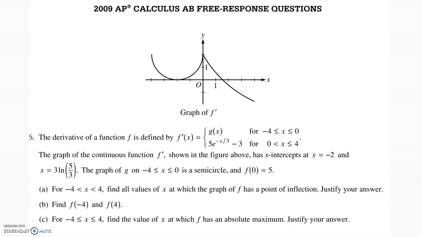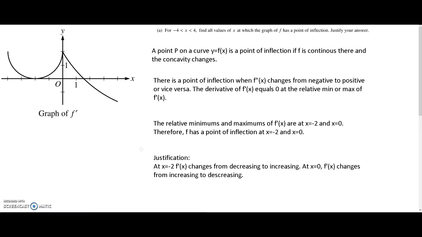The graph of g on -4 ≤ x ≤ 0 is a semicircle and f of 0 equals 5, for -4 < x < 4. Find all values of x at which the graph of f has a point of inflection. Justify your answer. So for this question, we need to know what a point of inflection is.